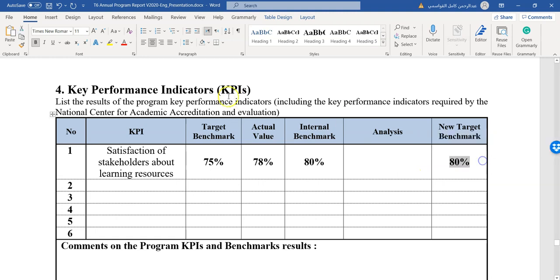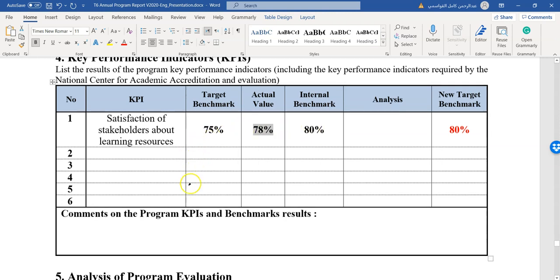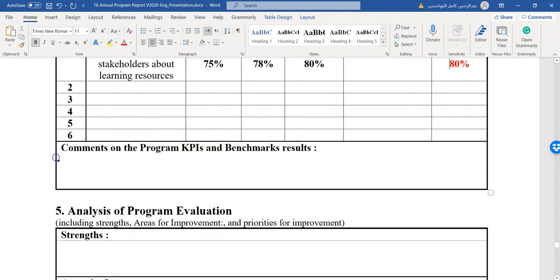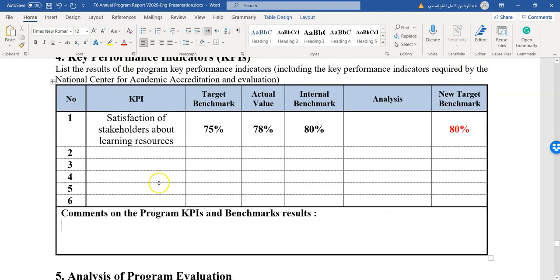The new target should be logical and based on the actual value, and also based on what you want to reach from the internal benchmark. If, for example, the actual value was 75 or 74, I can make the new target still 75, but in our 5-year strategic plan we're trying to reach some value that should be considered every year. We have to comment here on all the results based on the KPIs measurement and benchmark results.